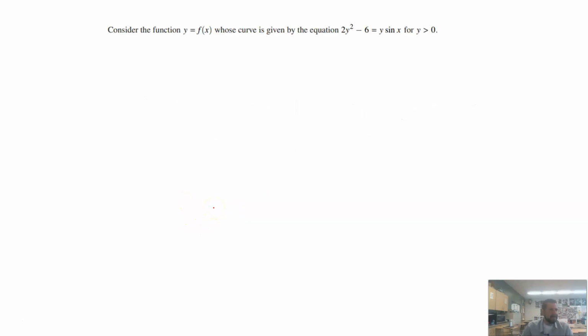The problem says, consider the function y equals f of x, whose curve is given by, and then you'll notice we have a problem that has y's and x's mixed together, for y greater than 0. So the first thing says, show that dy/dx equals this right here. In other words, find the derivative. Well, in order to do that, we're going to have to use implicit differentiation here.